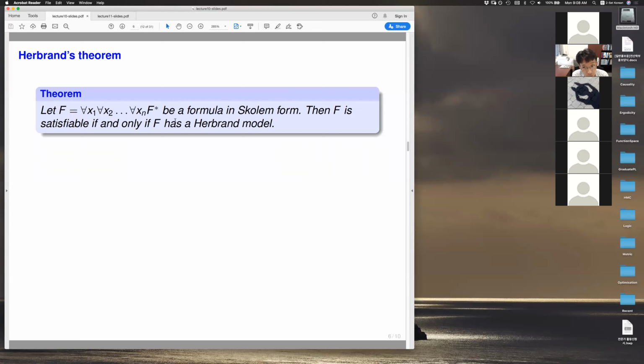So that's what I mentioned before, but you can view it in this way. The theorem says if f is satisfiable, then it should have a Herbrand model. Now, one direction of this theorem is quite easy. The easy direction is: if f has a Herbrand model, then it should be satisfiable. So this is an easy direction.